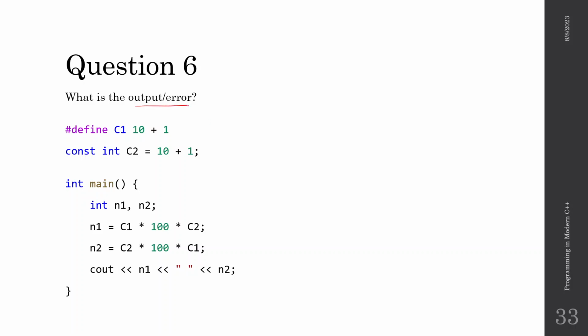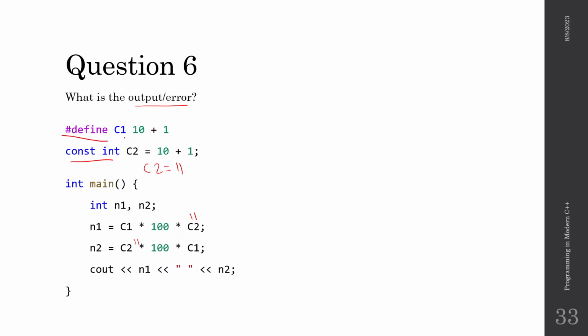So what is the output or the error? This is a difference between hash define and const. When we use const, it works as it is supposed to. There are no tricks or anything. So c2 is equal to 11, so you can substitute 11 over here and 11 over here. So 100 into 11 will be 1100 and 1100.